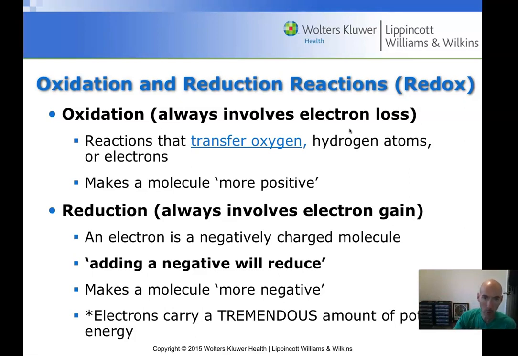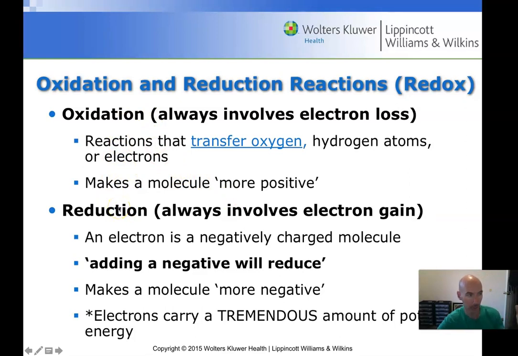Oxidation occurs while we are producing energy in our aerobic energy production. Reduction, on the other hand, involves the gaining of an electron. Since an electron is a negatively charged molecule, adding a negative makes a number smaller. So that's the memory trick I always used in my mind to remember how these reactions occur.